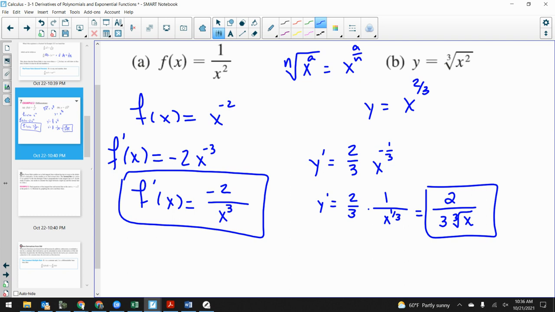I can't even begin to describe how difficult this would be using our old formula, the f of x plus h minus f of x all over h. Ooh, I don't even want to try it. I don't want to do it. It's Friday. Don't want to do it. Okay, let's keep it going, shall we?